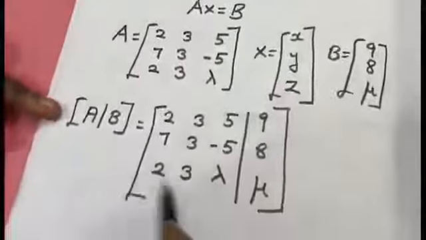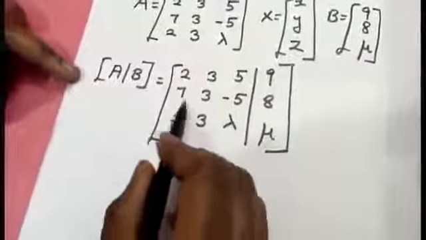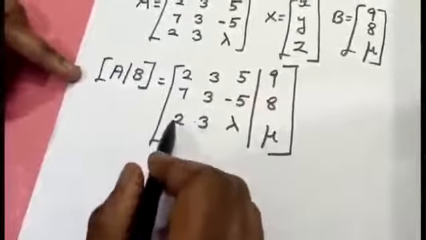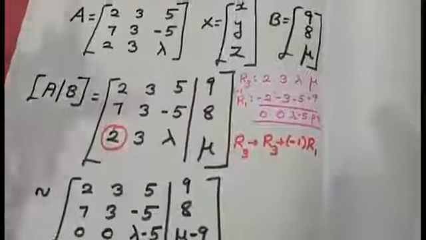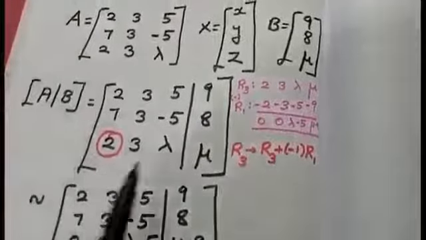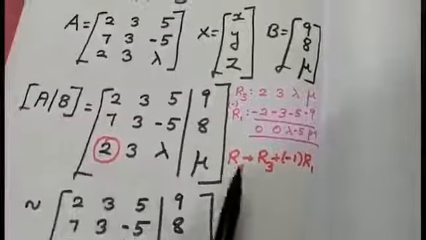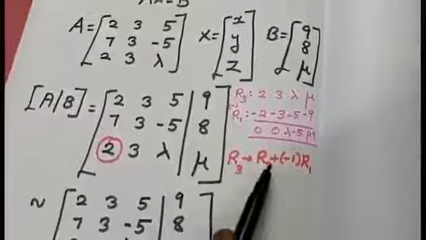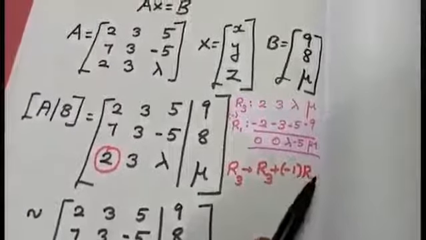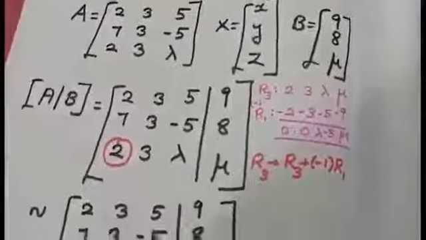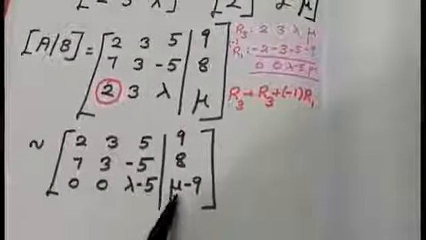Now I am going to find the rank of this matrix. What is the concept, students? That is 2, 7, 3. In this position I am going to bring the value as 0. If you see, I am finding the rank. First in this place I am going to bring the value as 0. So what I am doing is R3 implies row 3 plus minus 1 row 1. When I calculate, I will get the answer like this, that is 0, 0, lambda minus 5, nu minus 9.